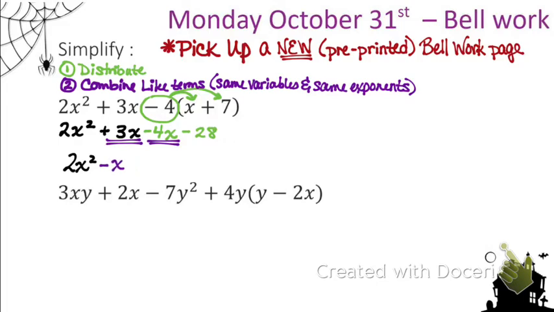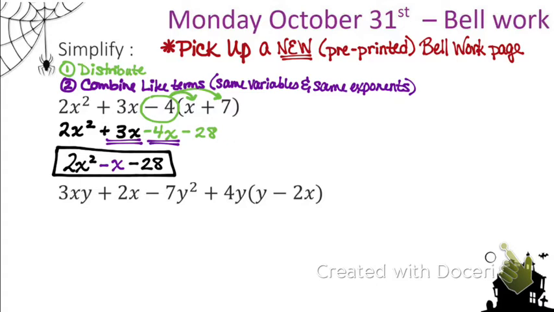Have I hit every single term here? Nope. -28. Does it have a like term? Nope. That is my constant because it does not have a variable with it. 2x squared minus x minus 28 is my fully simplified expression.